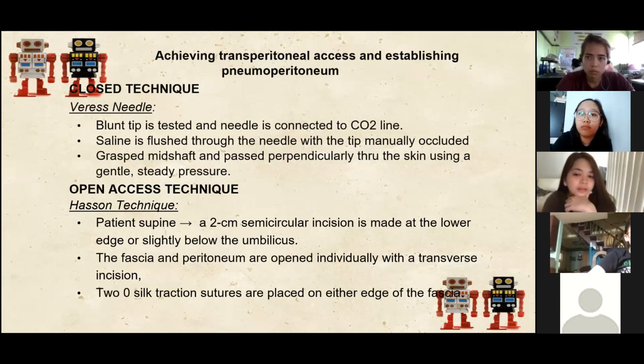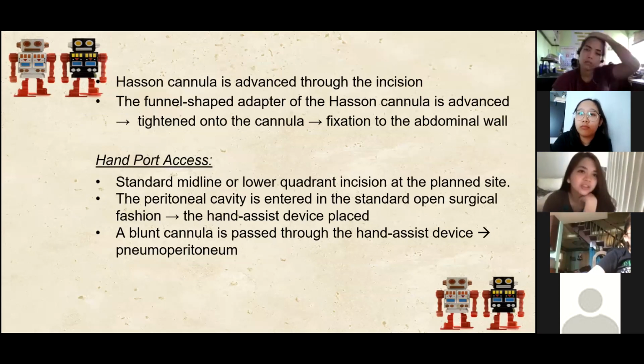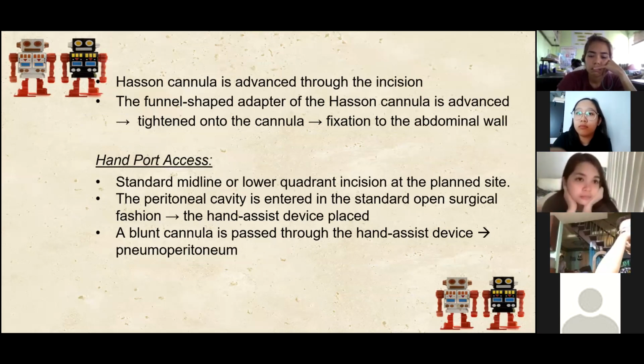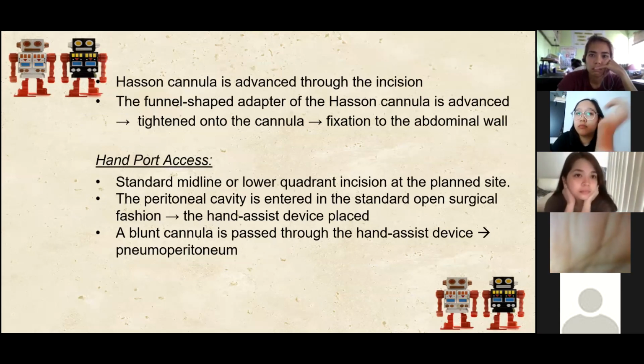Next, the Hasson cannula is advanced through the incision with the blunt tip protruding. The funnel-shaped adapter of the Hasson cannula is advanced, and it is then tightened onto the cannula with the attached screw, and fixation to the abdominal wall is done with the fascial sutures that are wrapped around the struts of the funnel-shaped adapter of the Hasson cannula.